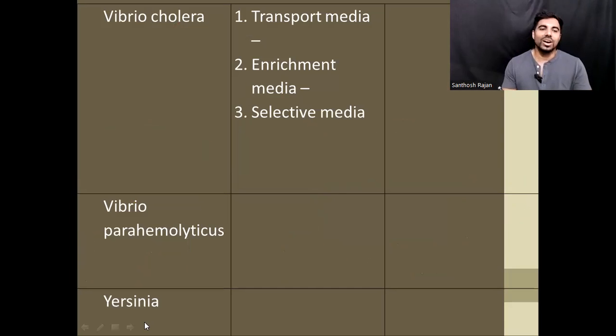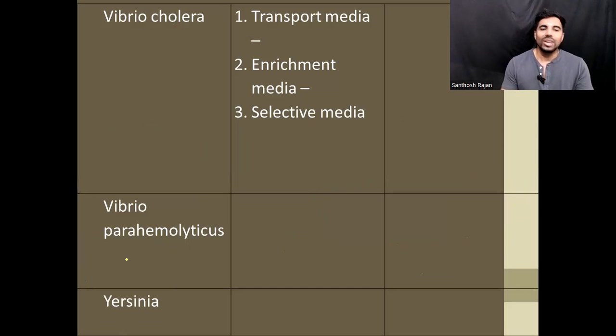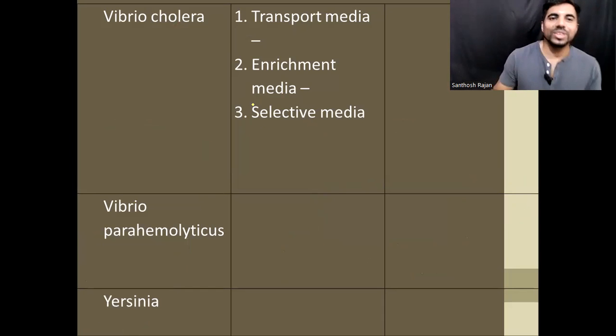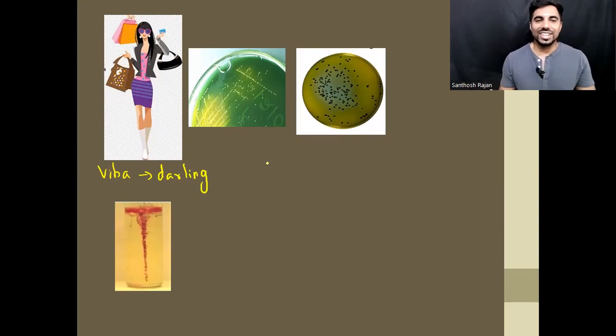Now we are coming to the end of our topic almost. Now let's see Vibrio cholerae. If you remember Vibrio cholerae, I always say once again, see, this girl Vibha. You will remember it. This is Vibha. Vibha is a darling. I always say she's a darling because she has darting motility.